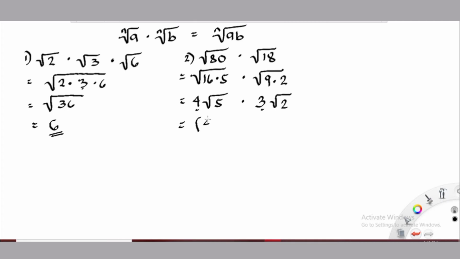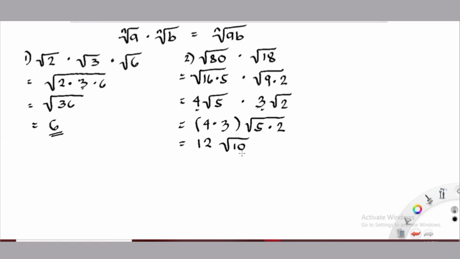So, if we'll write that like this, nakagroup sila together, okay, because i-multiply natin sila later on. And then, square root of the radicand sa unang radical, which is 5 times 2. Okay? So, minultiply yung mga coefficients, ito yan, and then multiply the radicals na nasa loob ng radical sign. Continue. So, we'll have 4 times 3, that will give us 12. Square root of 5 times 2 is 10. So, 12 square root of 10.